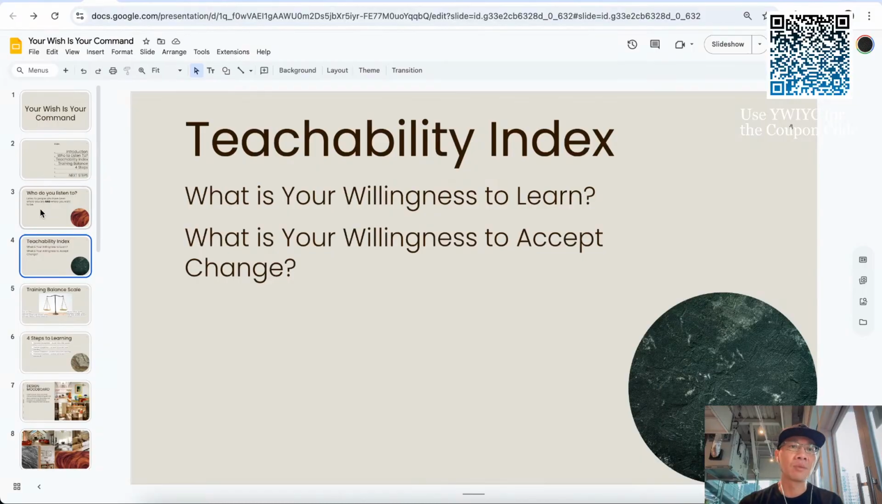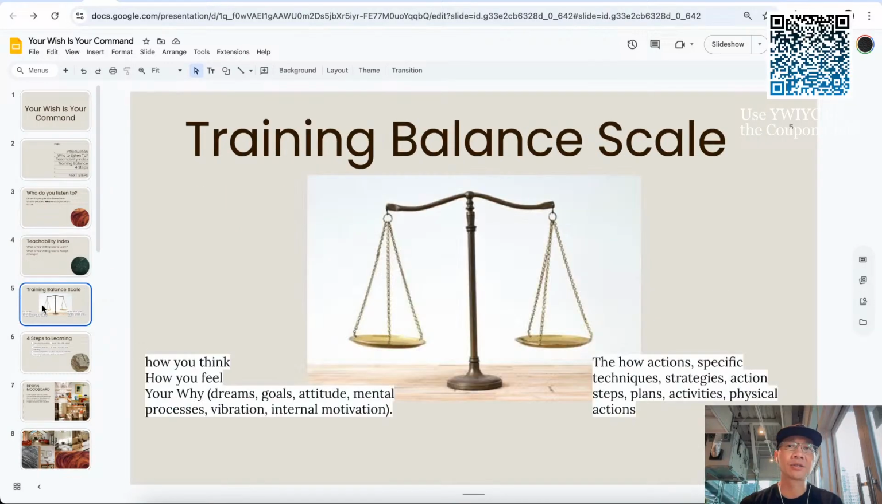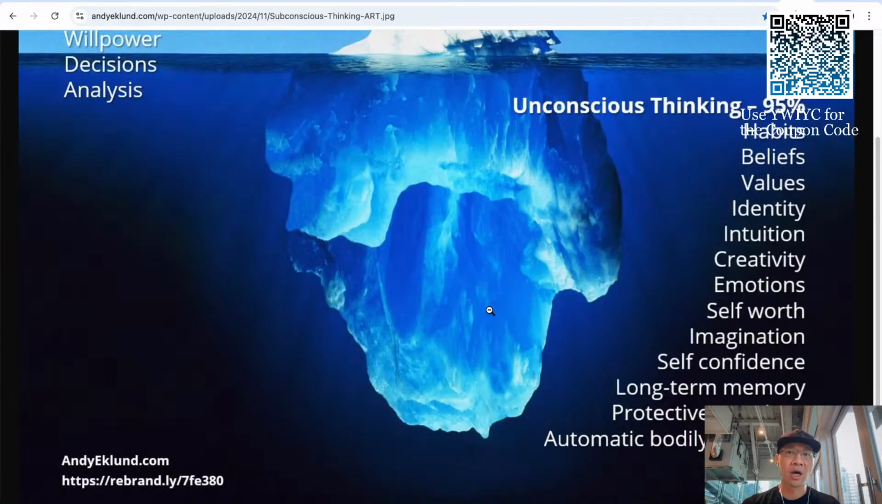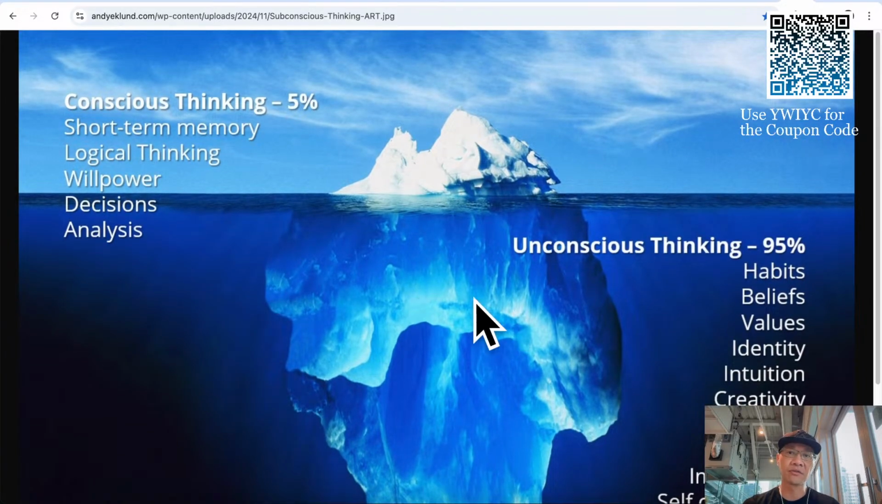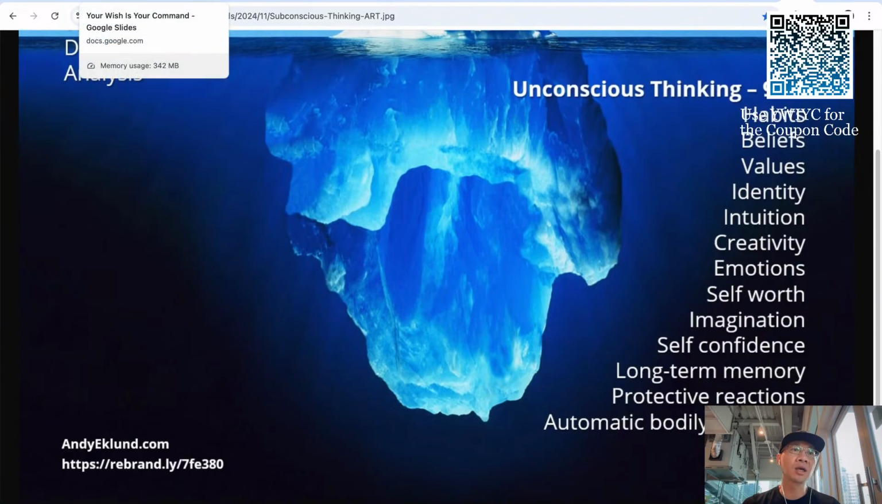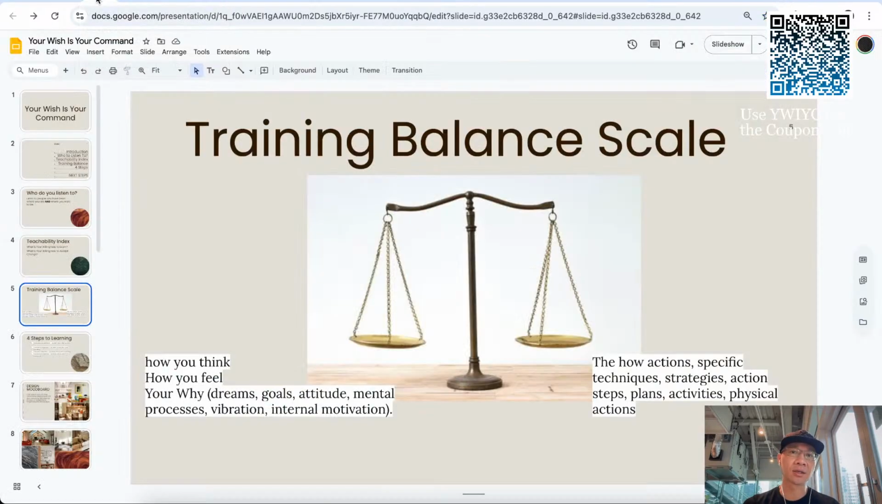So we went through a couple of these lessons. I want you guys to really sit with yourself. The training balance scale, how you think and how you feel at a very, very core level. Talking about this unconscious thinking, what's beneath the surface. And one way you can evaluate what's actually underneath the surface is when you're just folding laundry by yourself with no music, what is really cranking in the back of your mind?